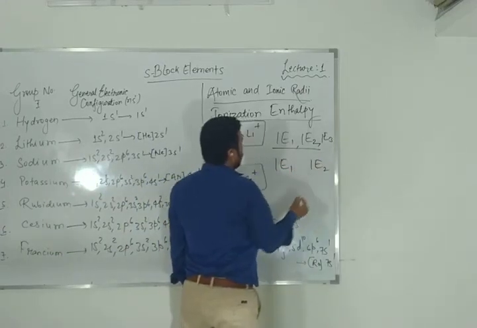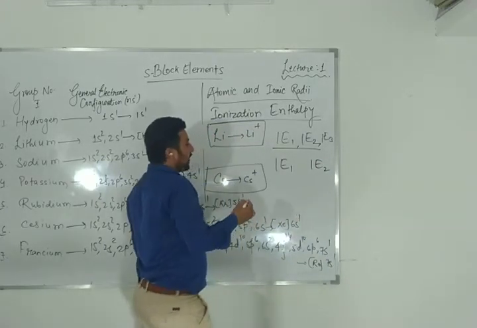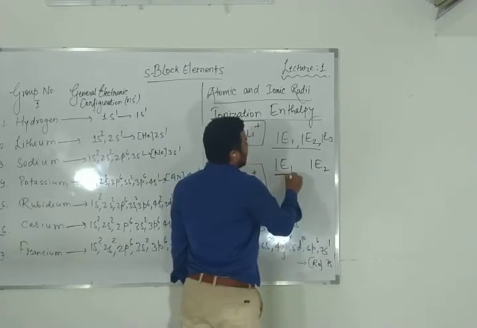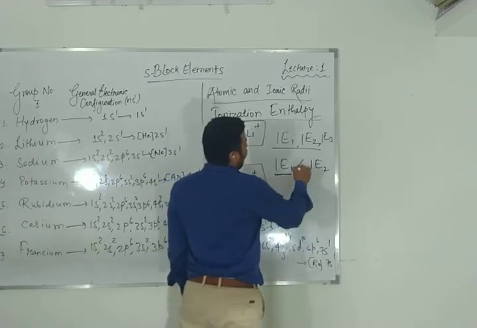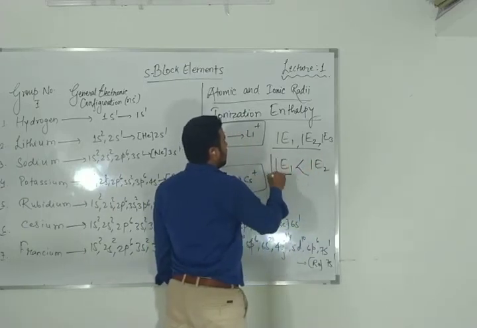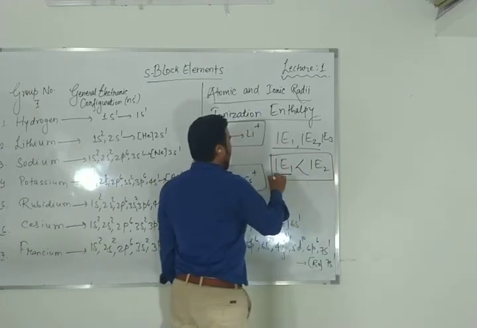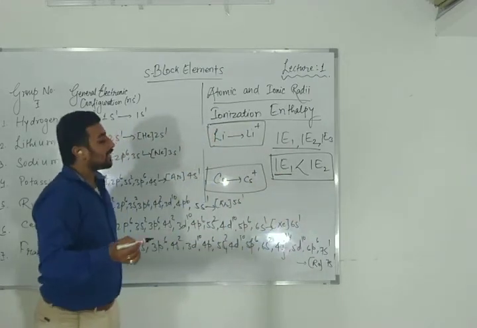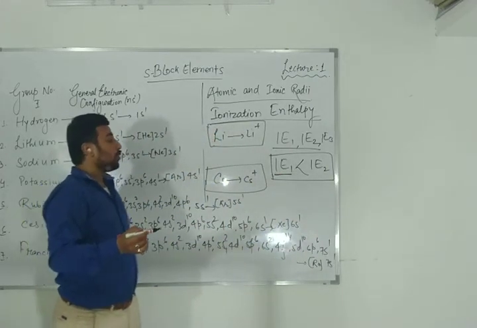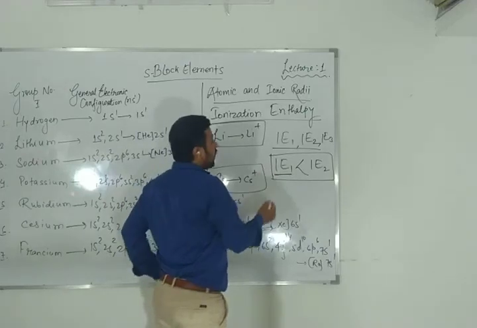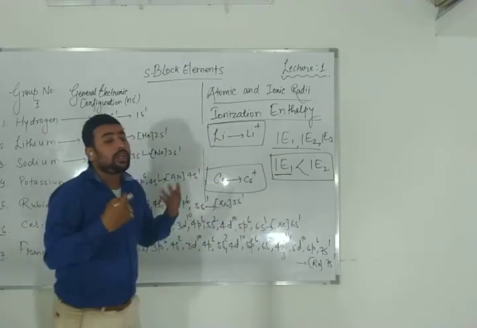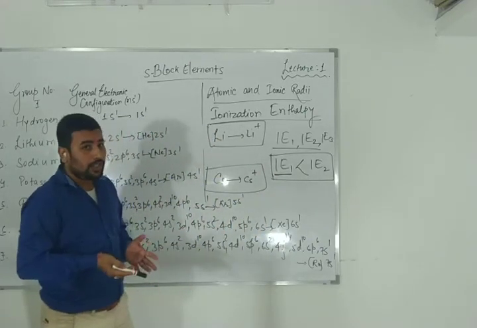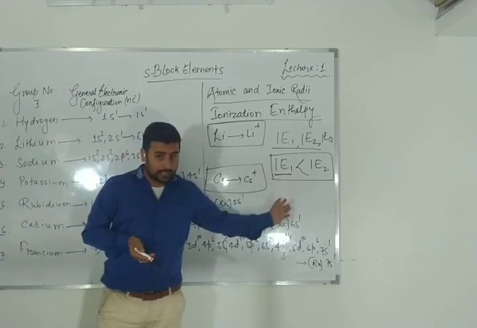If we compare ionization enthalpy 1 and 2, here IE1 is less than IE2, because the second electron is having the inert gas configuration, and to remove the second electron from this alkali metal, we require more and more energy in comparison to the first electron.